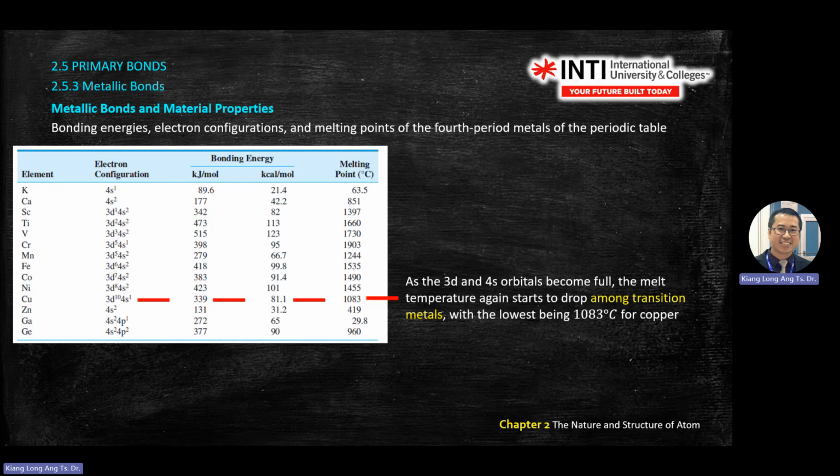So you see nickel and copper, the bonding energy drops. The melting temperature also drops. This one is D8 4S2, D8 4S2, and D10 4S1. If you go to a higher highway, you need more energy. You are in the higher order of highway, you need more energy to stay there.